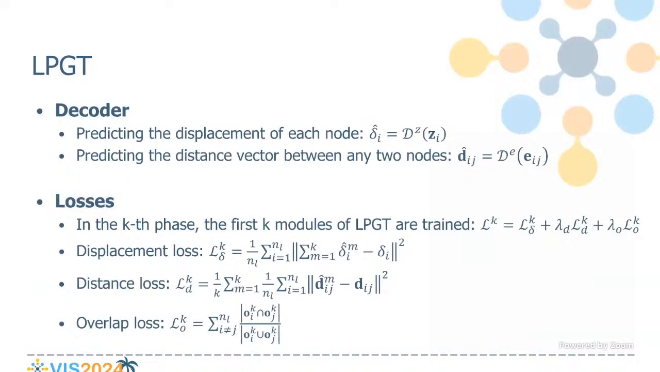To train LPGT, we design three losses: displacement loss, distance loss, and overlap loss. The displacement loss is designed to guide labels to the expected positions. The distance loss is proposed to optimize the spatial relations between any two labels. To reduce the overlap between labels, we design the overlap loss.